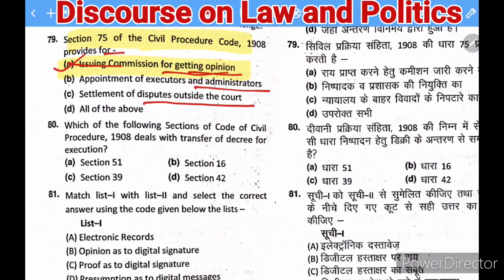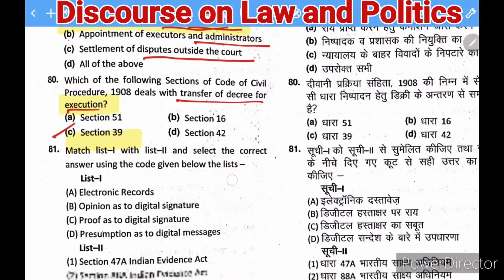The next question: which of the following sections of the CPC deals with the transfer of decree for execution? The options given here are section 51, section 16, section 39 and section 42. And the right answer of this question is section 39. Yes, you are right, section 39.